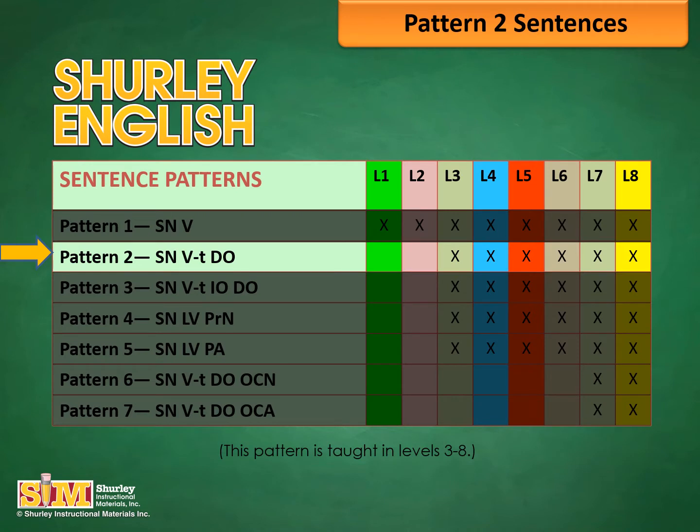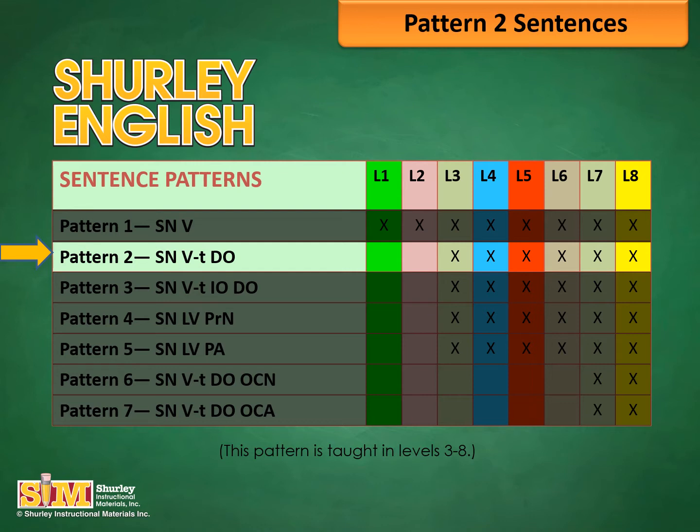Now that we've reviewed sentence pattern 1, let's talk about the core parts of a pattern 2 sentence. A pattern 2 sentence has 2 nouns and a verb transitive. The pattern is labeled in Shurley English as subject noun, verb transitive, direct object, pattern 2. Remember that sentence patterns are identified by their core parts. Even in sentences with a subject pronoun, the sentence pattern will remain subject noun, verb transitive, direct object, pattern 2.